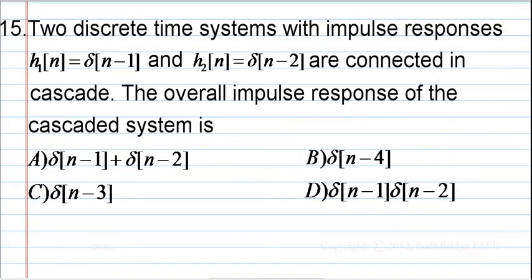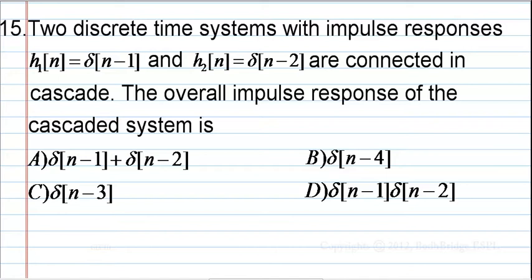The question is: two discrete time systems with impulse responses h1[n] = δ[n-1] and h2[n] = δ[n-2] are connected in cascade. The overall impulse response of the cascaded system is, the options are: first option, δ[n-1] + δ[n-2]; second option, δ[n-4]; third option, δ[n-3]; fourth option, δ[n-1] · δ[n-2].